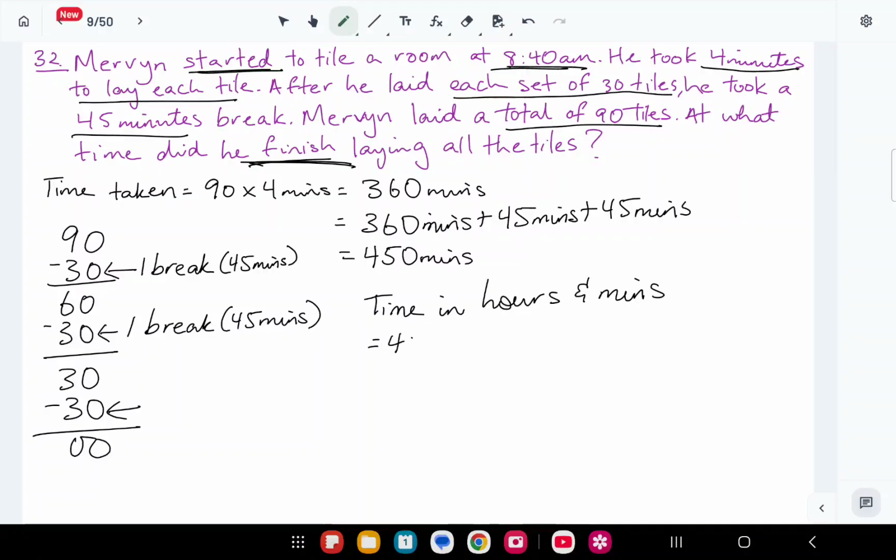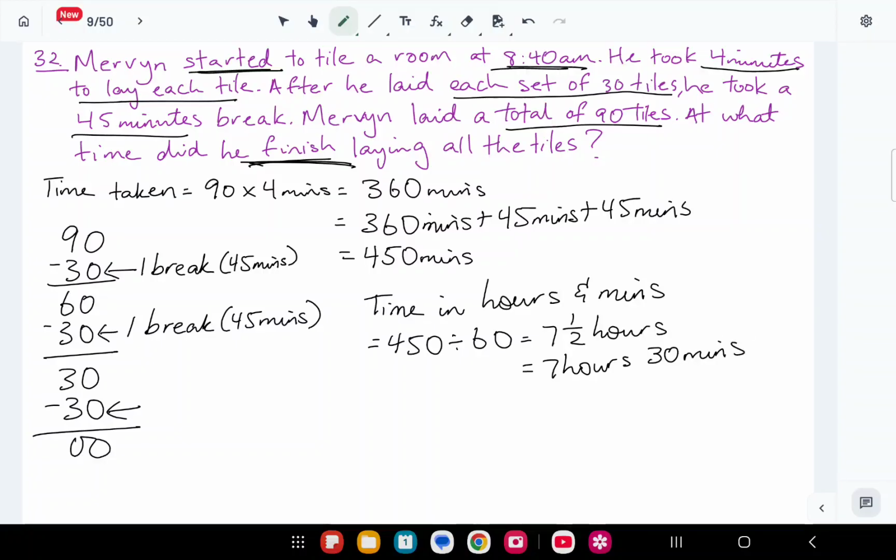It will equal 450 divided by 60, because 60 minutes equal 1 hour. Alright, so 450 divided by 60 will give us 7 4s is 42, 7.5 hours, which is equal to 7 hours 30 minutes.